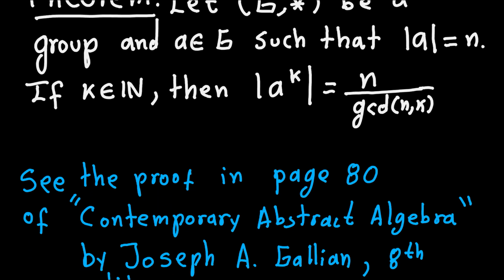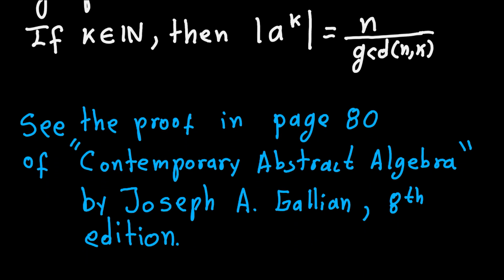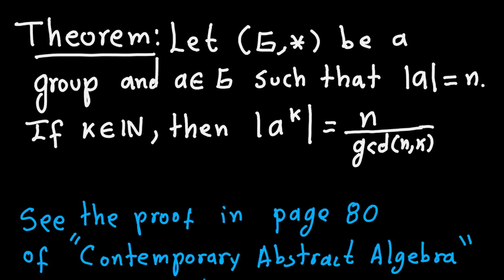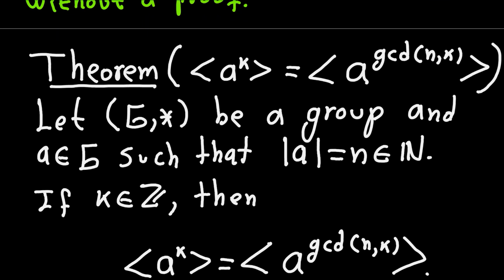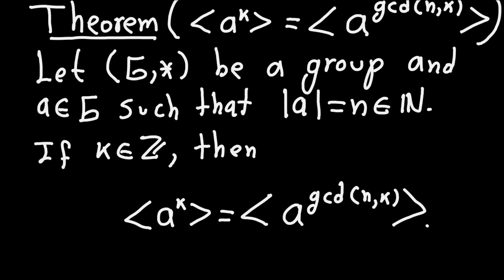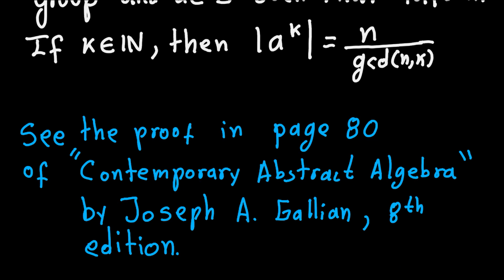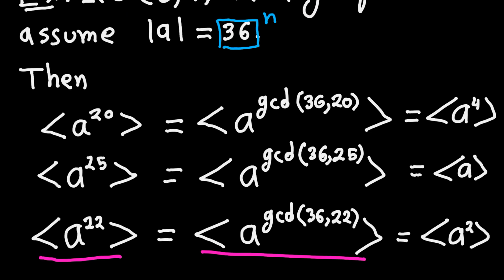I'm not going to do the proof of this theorem for the reasons I just mentioned earlier. If you are curious about where the proof is, you can see it on page 80 of the book Contemporary Abstract Algebra by Joseph A. Gallian, the 8th edition. On page 80, these two theorems that I just mentioned are both in one result. So I divided it into two theorems. In the book it is only one theorem. You can go ahead and check the proof there. All right, so let's continue with this.